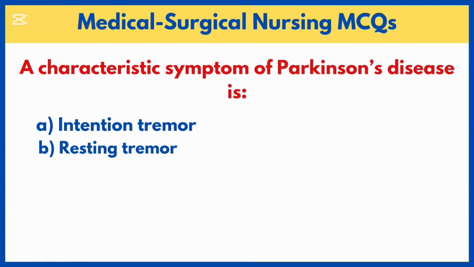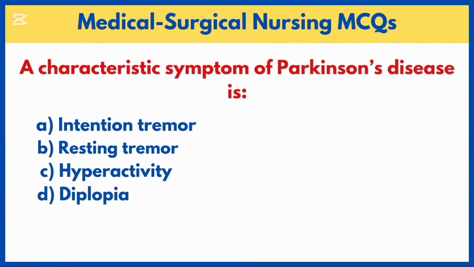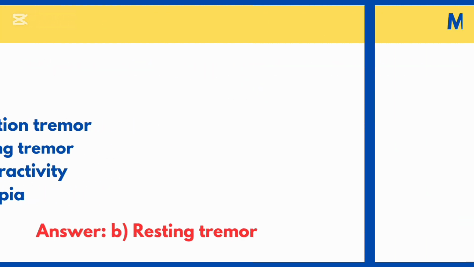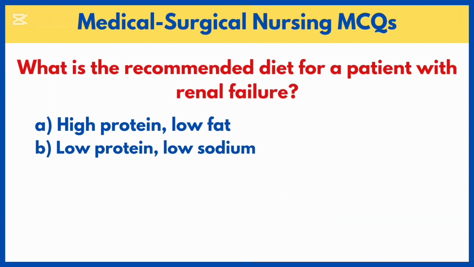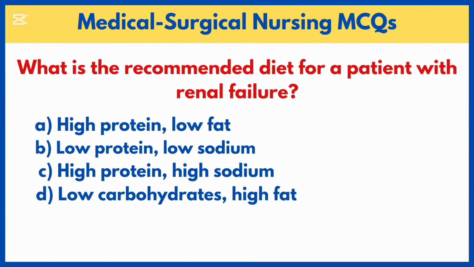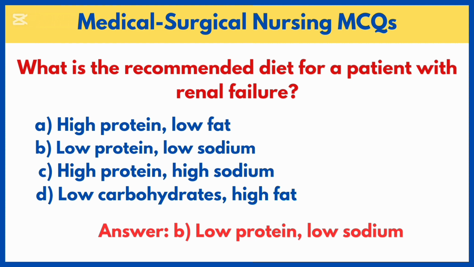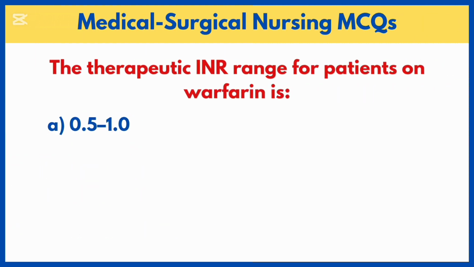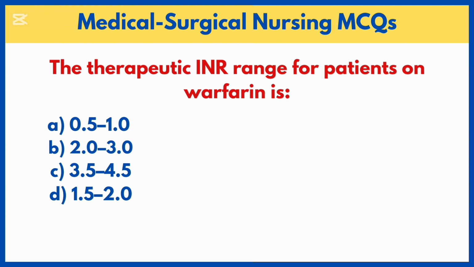A characteristic symptom of Parkinson's disease is. Correct answer is option B, resting tremor. What is the recommended diet for a patient with renal failure? Correct answer is option B, low protein, low sodium. The therapeutic INR range for patients on warfarin is. Correct answer is option B, 2 to 3.